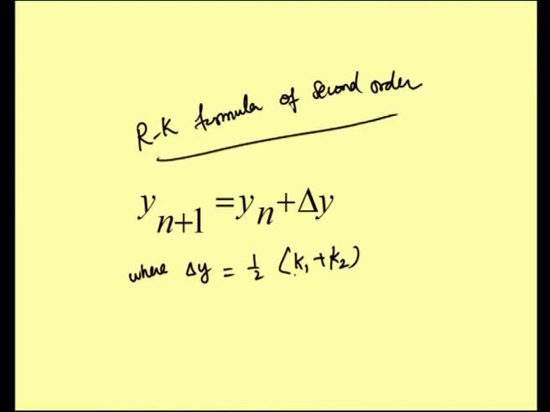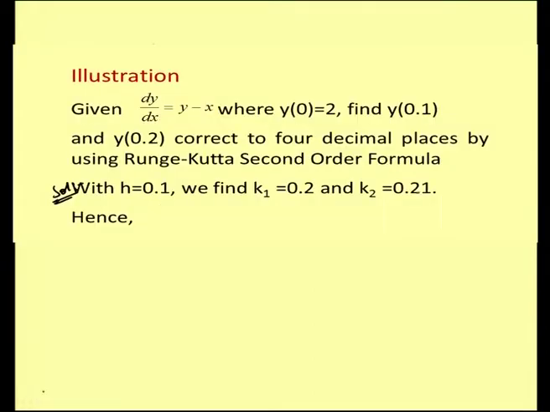Okay, we have to find out k1 and k2 and we have to find out del y. That del y is added here with yn. We will work out this example. Given dy by dx is equal to y minus x, where y of 0 is equal to 2, find y of 0.1 and y of 0.2 corrected to 4 decimal places using RK method of second order formula. With h is equal to 0.1, we find k1 is equal to 0.2, k2 is equal to 0.21.